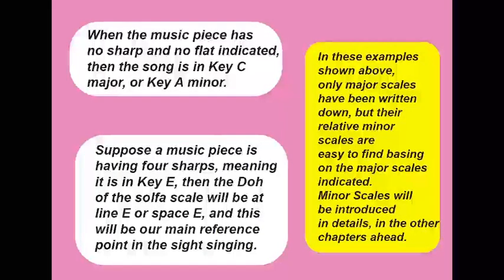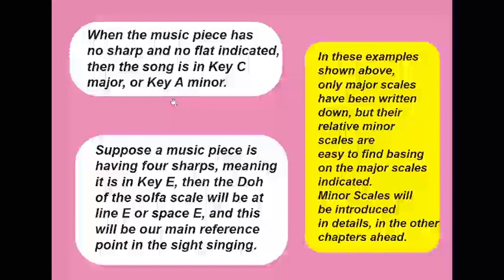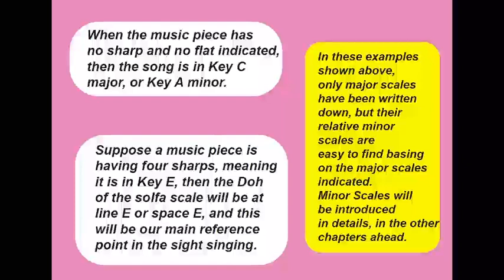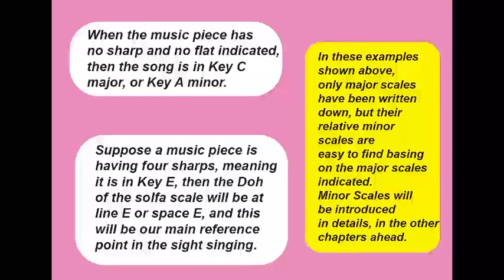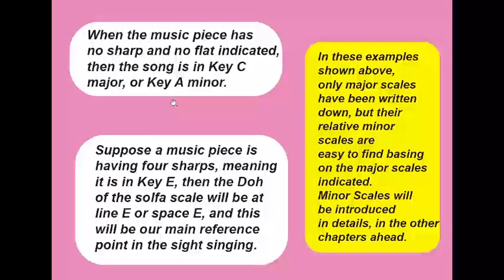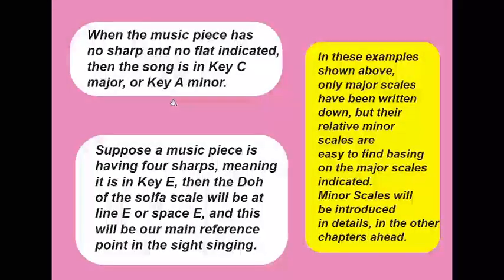Some important notices here. Notice number one. When the music piece has no sharp and no flat indicated, then the song is in key C major or key A minor. When the song has no sharp and no flat indicated, then the song is in key C. That's note number one.